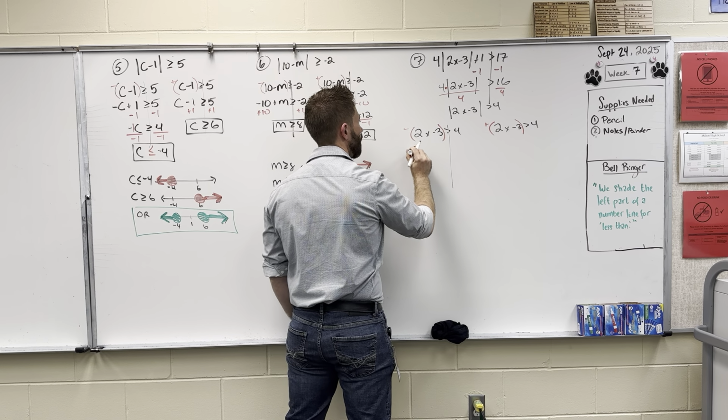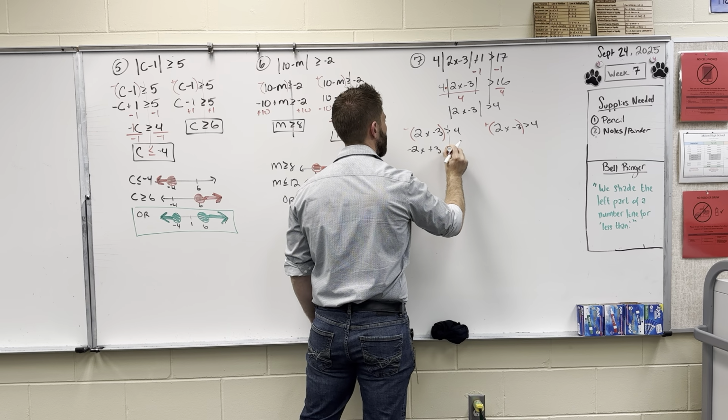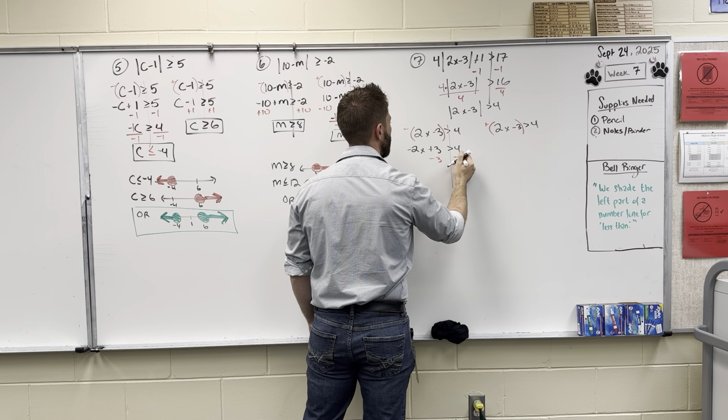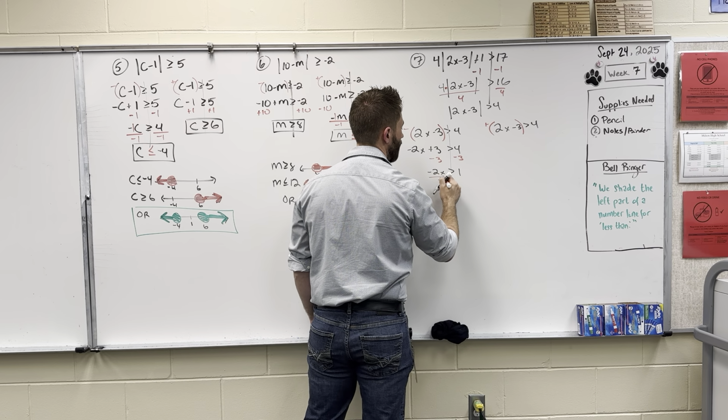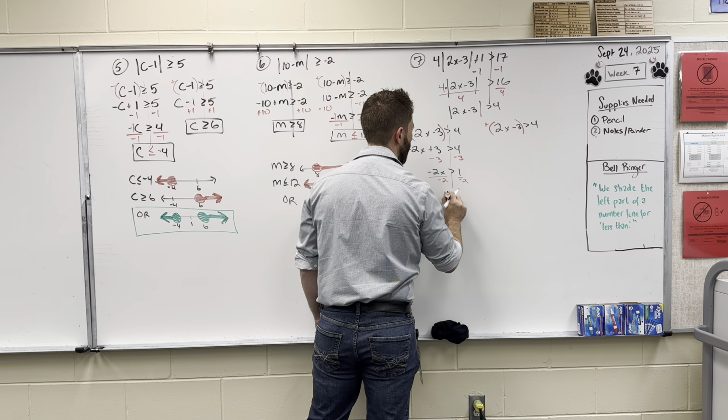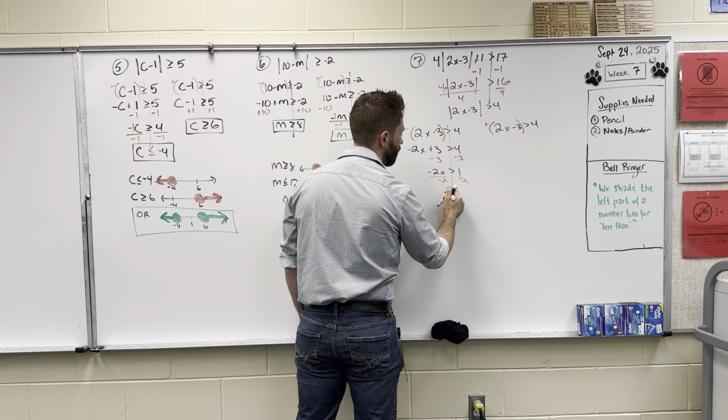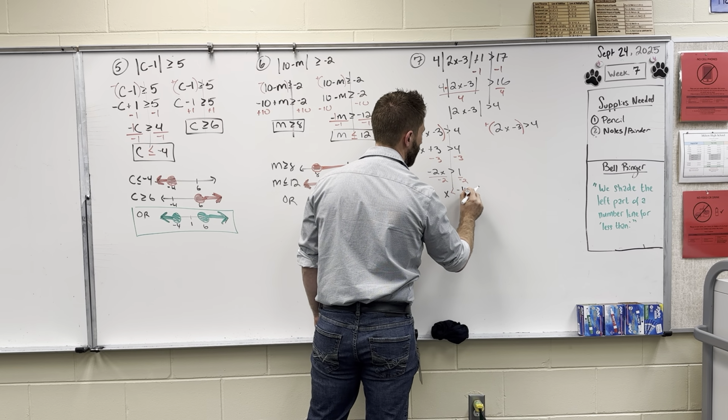Distribute the negative. Negative 2x plus 3 is greater than 4. Subtract the 3, and I get negative 2x is greater than 1. Divide by the negative 2, and I get x is, dividing by negative, less than negative 1 half.